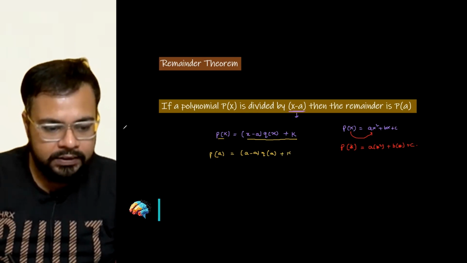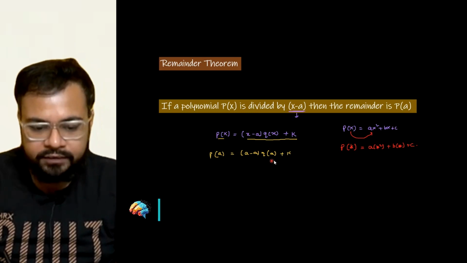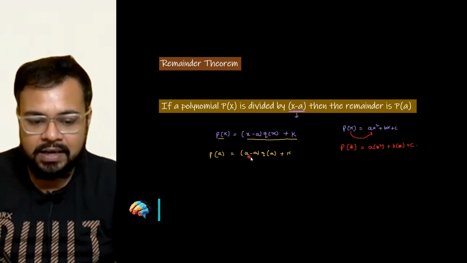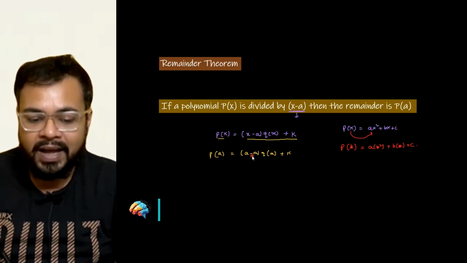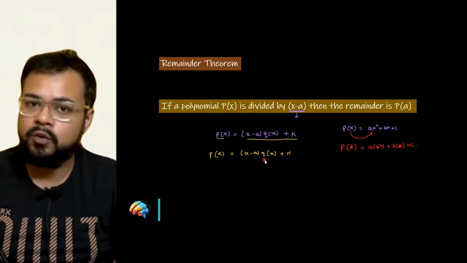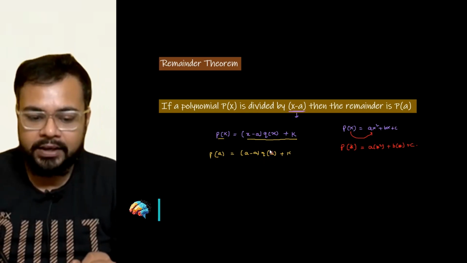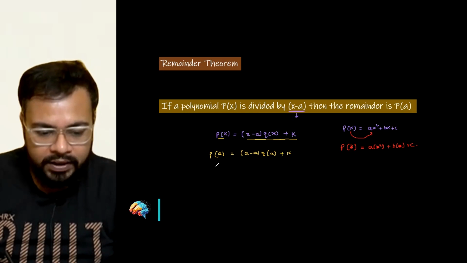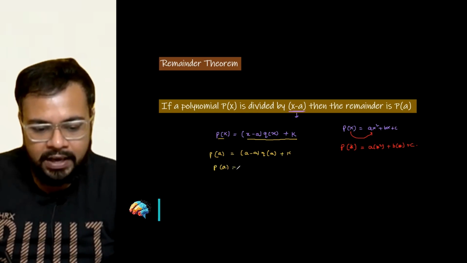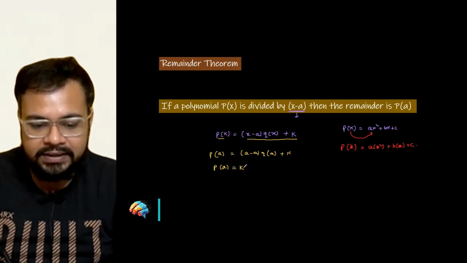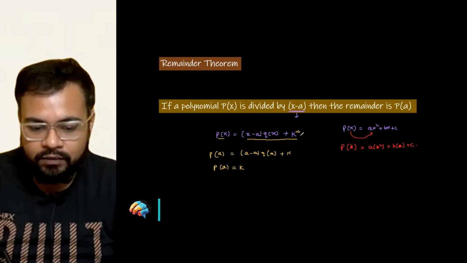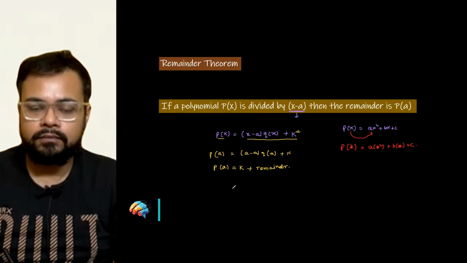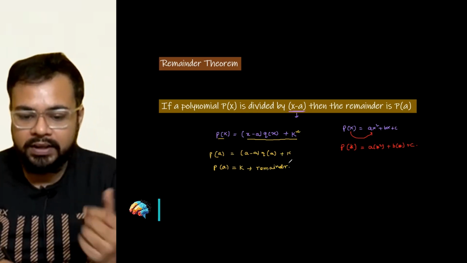Now if you notice, this portion of the expression, what is this portion? The part that is inside the bracket gives you a 0. And we know that 0 into anything, Q(a) could be anything, I don't care, the whole thing will become 0. In that case, what is P(a)? P(a) is equal to k. What is this k here? That was our remainder, correct? That was our remainder.